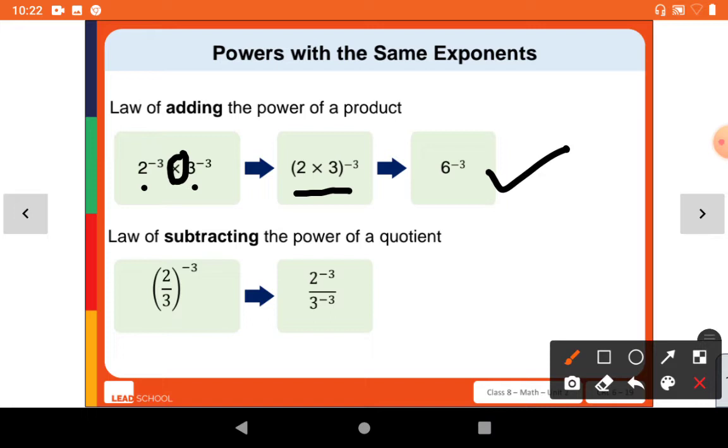In the case of law of power of a quotient, now if the base is given to you in the fraction form and there is a single power, the power will be with both the values of numerator and denominator, that is 2 raised to power minus 3 and 3 raised to power minus 3.